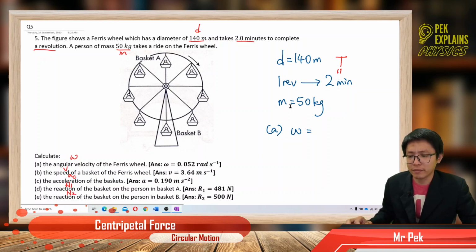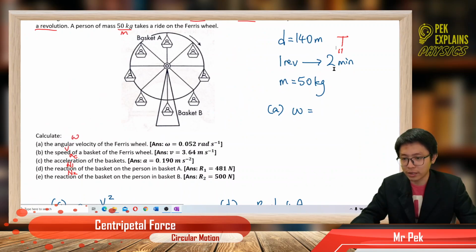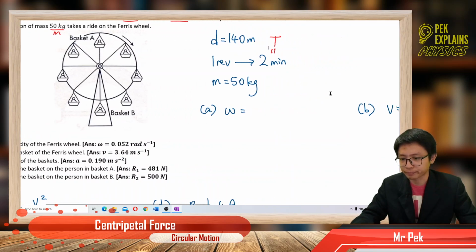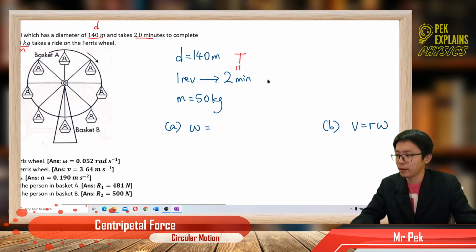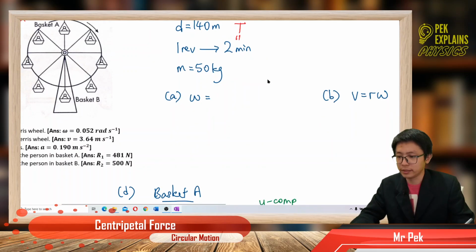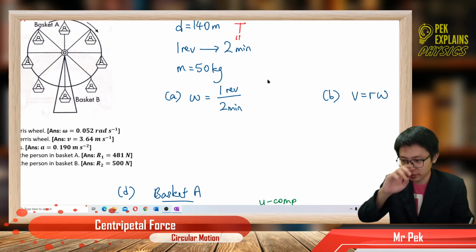And we have the mass 50 kilogram. Find the angular velocity. Angular velocity is related to this one revolution in 2 minutes. We can write it like that: he makes one revolution in 2 minutes. Just divide, revolution divided by minute.